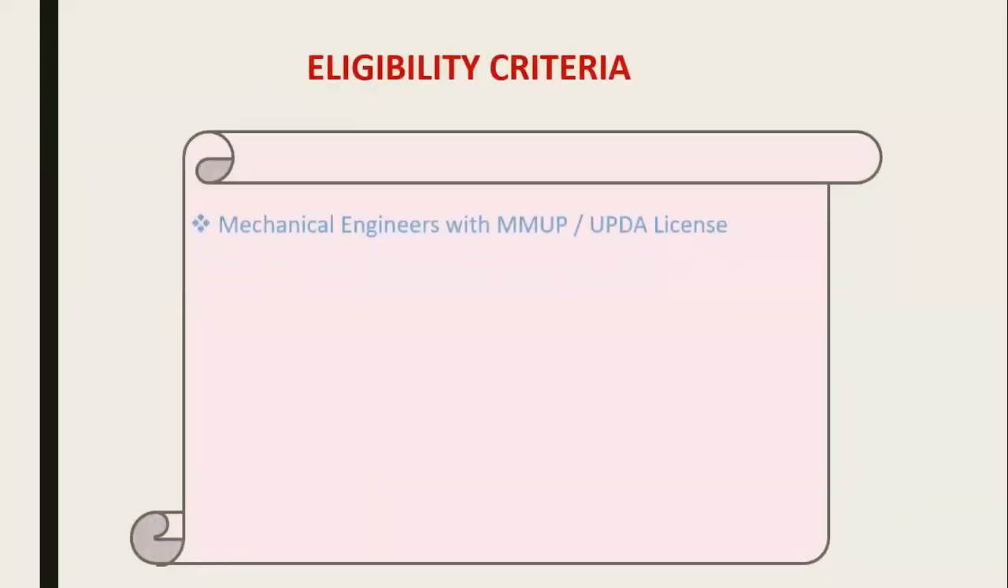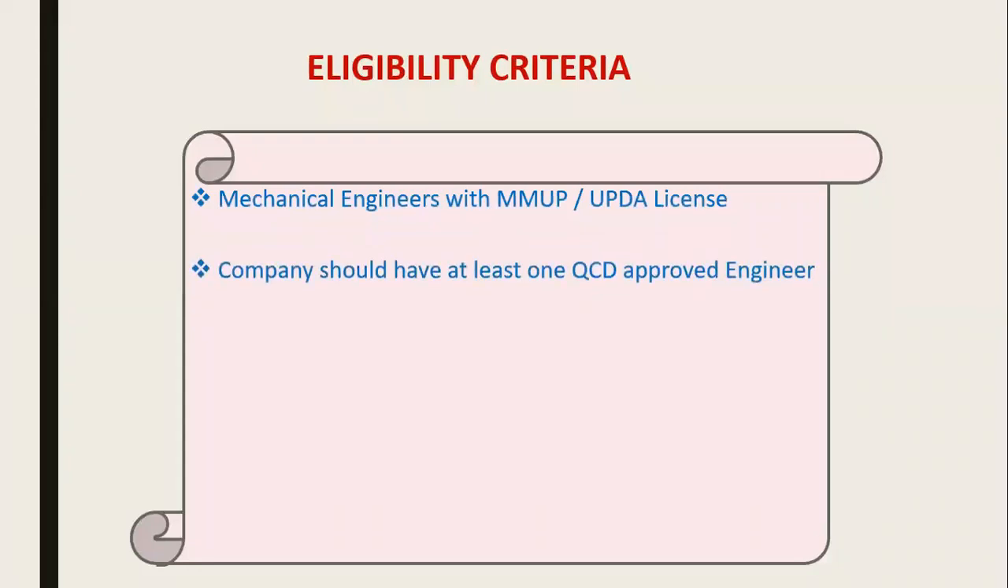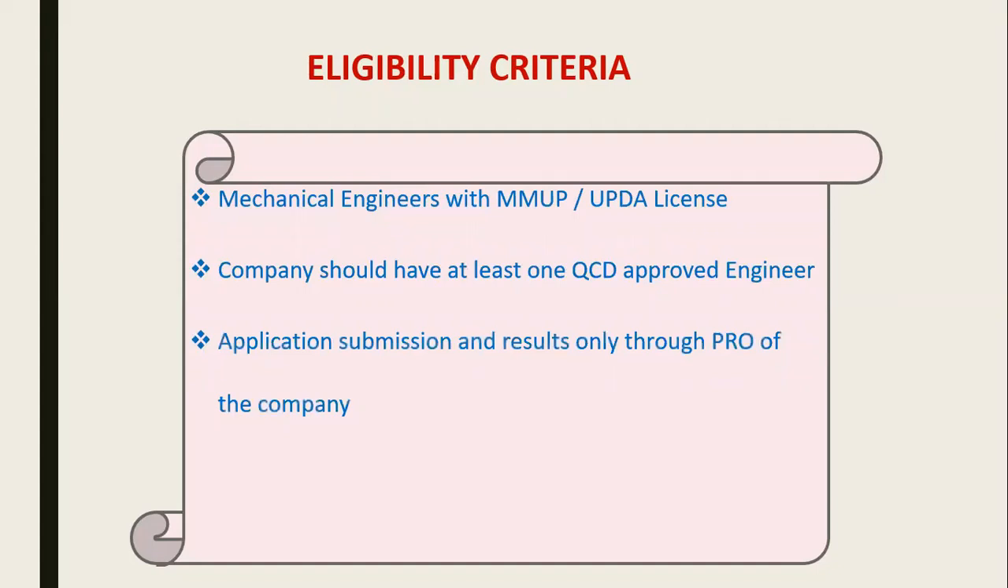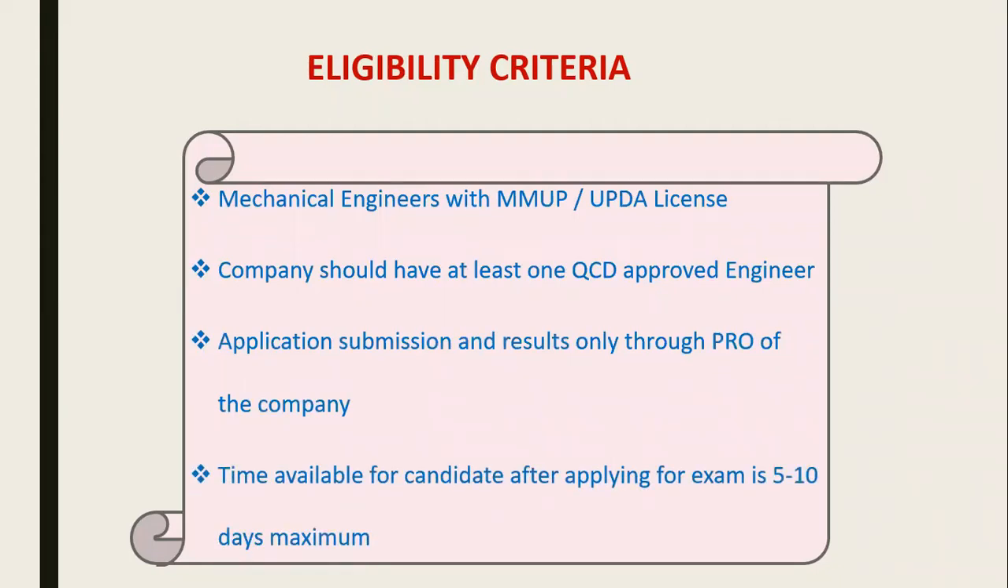Who will be eligible to apply for the exam? Number one, the mechanical engineer should be certified by UQDA and MMUP, and should be working within a company whose registration and activity include firefighting or fire alarm activity, so he can apply. Some companies, like main contractors and civil contractors, don't have an activity registration related to civil defense, fire alarm, or firefighting. So these companies' engineers cannot be registered or certified by the QCDD.